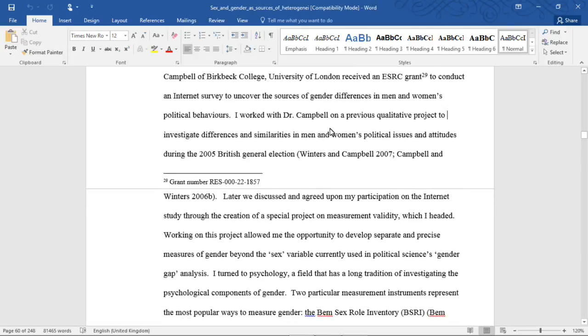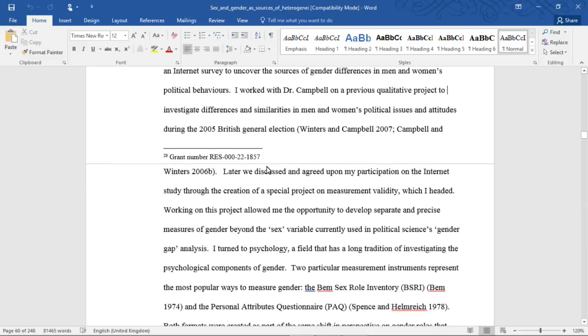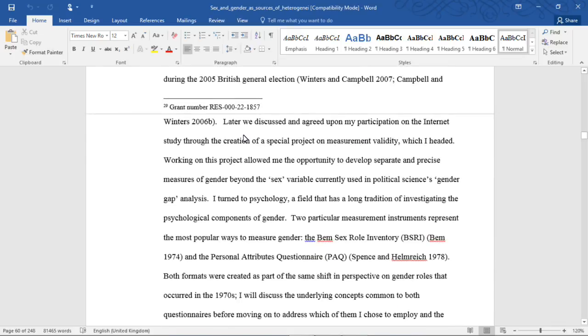I worked with Dr. Campbell on a previous qualitative project to investigate differences and similarities in men and women's political issues and attitudes during the 2005 British general election, Winters and Campbell, 2007, Campbell and Winters, 2006b. Later we discussed and agreed upon my participation in the Internet study through the creation of a special project on measurement validity, which I headed.